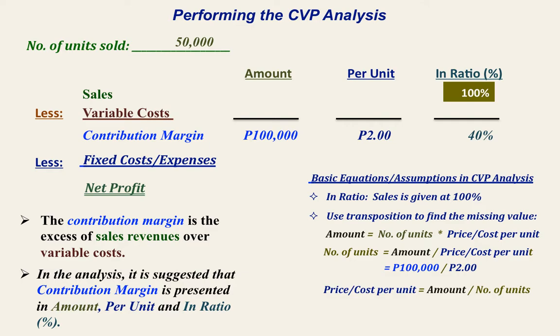Okay, class. So, class, contribution margin less fixed costs or expenses will be your net profit. In case we do have a certain amount here, we will just have to deduct that from the contribution margin, and that will be your net profit.